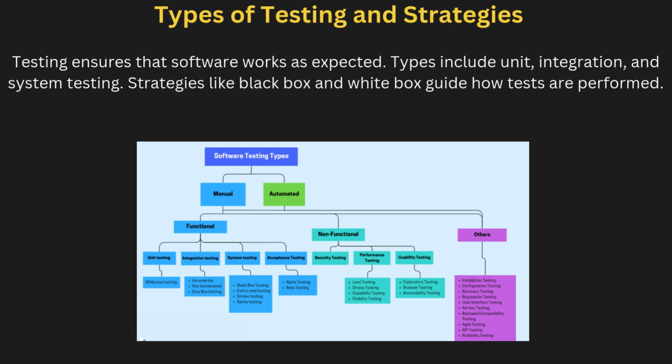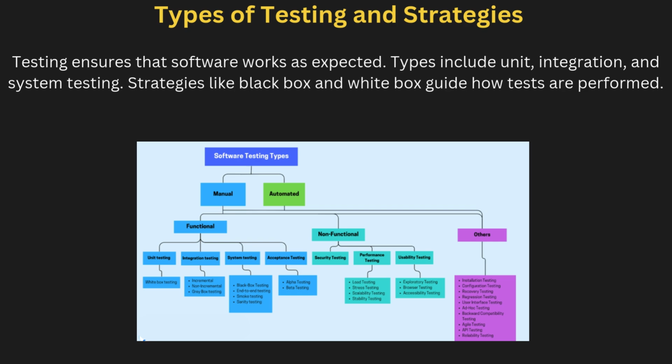So now, the types of testing and strategies. Software testing can be classified into different types based on what aspect of software is being tested. At first, unit testing checks the individual components or modules to ensure each part functions correctly. Integration testing examines how different modules interact with one another. System testing evaluates the entire system to see if it meets the requirements or not. There is also acceptance testing, which is done by the user to validate whether the product meets their needs or not.